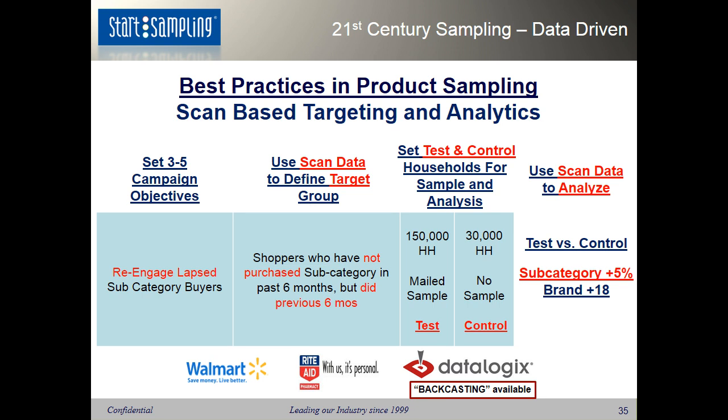So we went out and into scanner data. We defined a target group, as you see, and then you execute, in our case, a sampling program against a test group. You have a holdout group of control, and then you can read in the data test and control. In this case, we did it in terms of a subcategory rise of 5%, and the brand went up 18%.